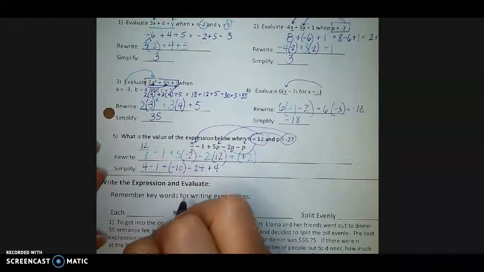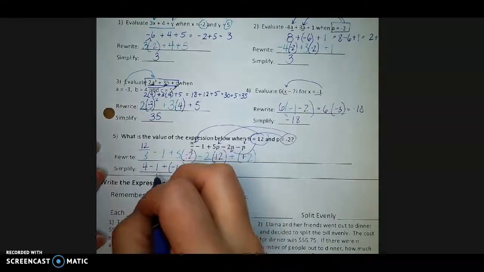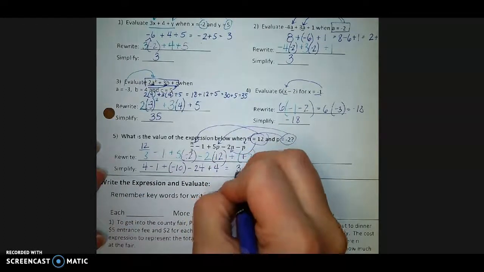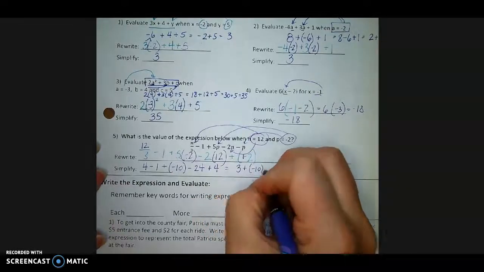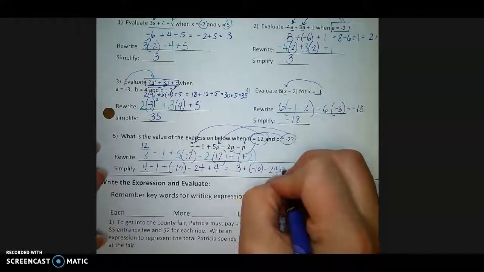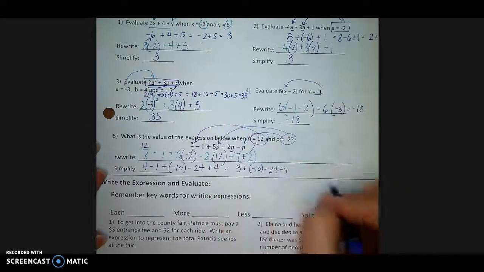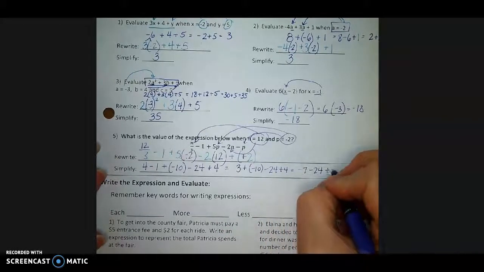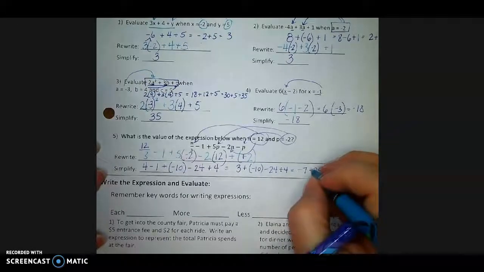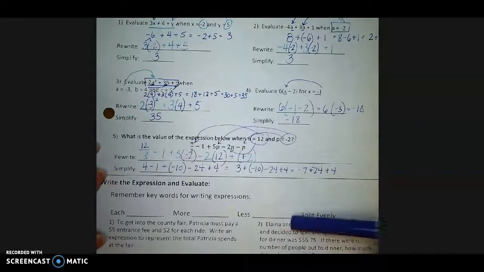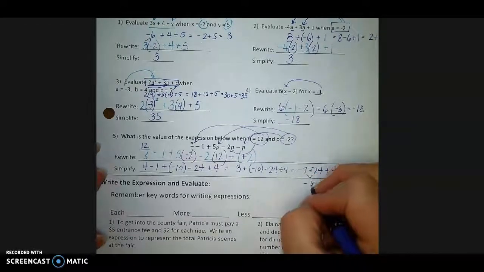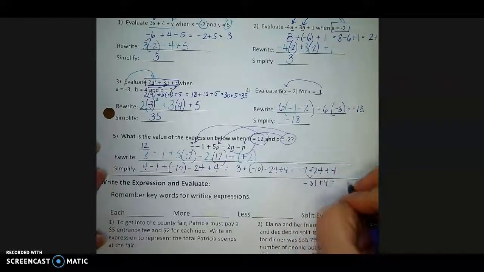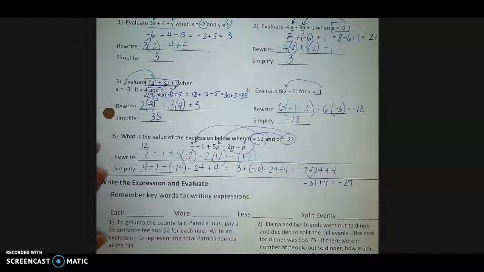Now it's all addition and subtraction, so I'm going to go from left to right. So 4 minus 1 is 3. So plus negative 10 minus 24 plus 4. 3 plus negative 10 is going to give me negative 7 minus 24 plus 4. Remember, you can think of this as adding a negative. That's going to give me a negative 31 plus 4, which is going to give me a negative 27.